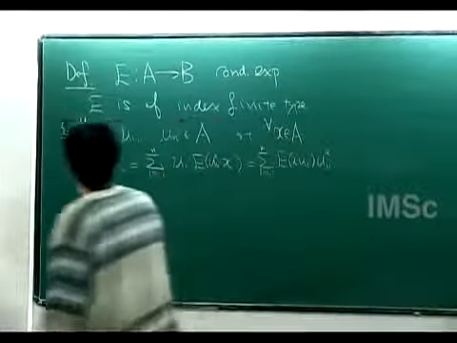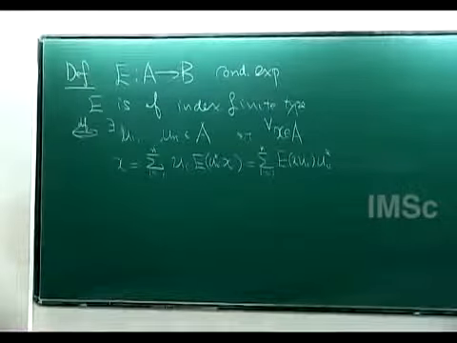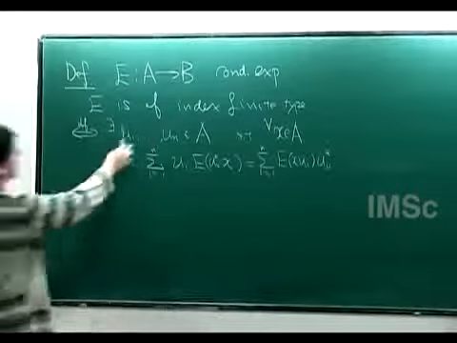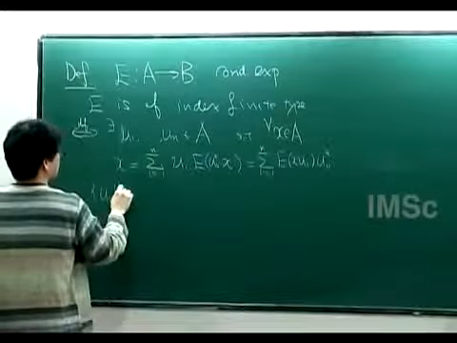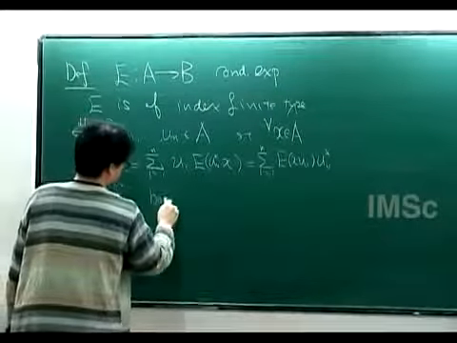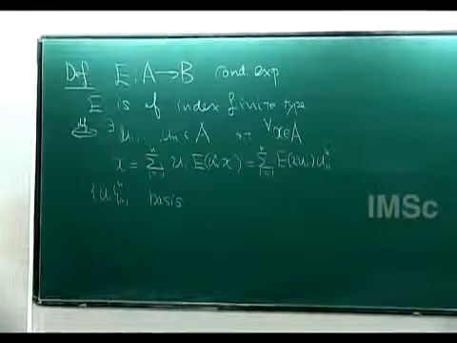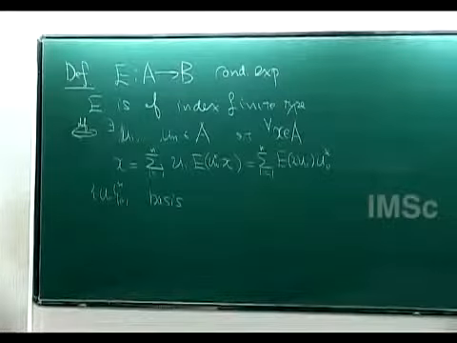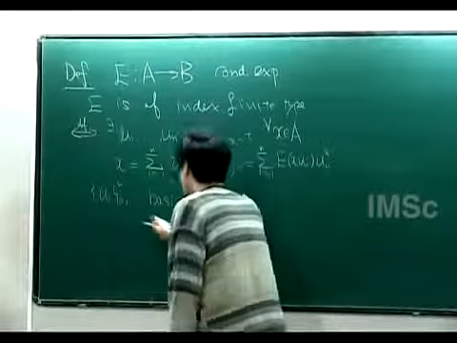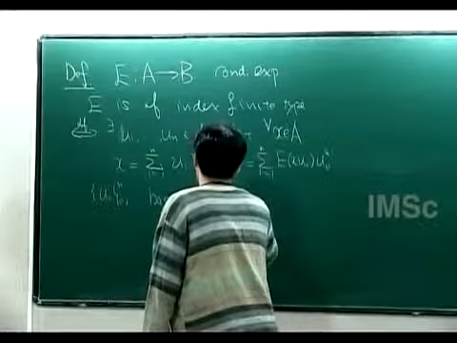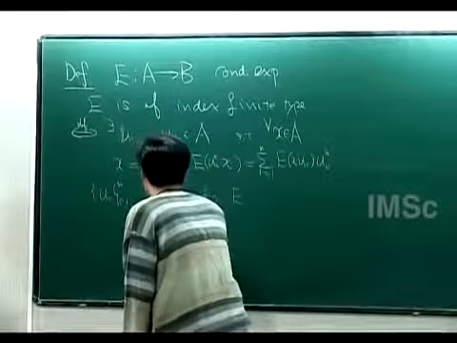So whenever E has such a system of elements, then you say that E is of index finite type, and you call this a basis. This is a basis. Strictly speaking, I should say that it's a basis of A over B with respect to E. But I just say that this is a basis for E. Or strictly speaking, I should say a Pimsner-Popa basis.